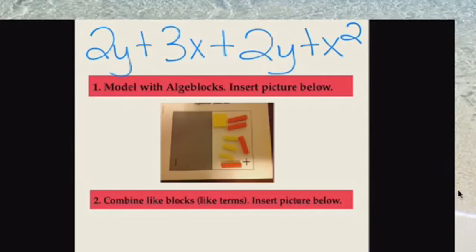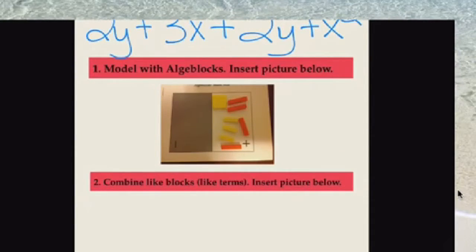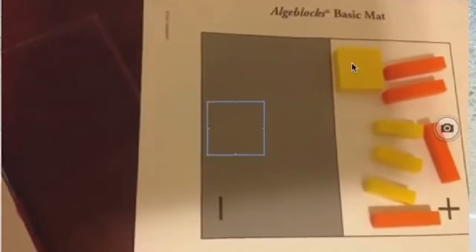All right. Now, remember, our next step is to combine like blocks. Okay, so we go over here. Let's see what we can combine. Well, we can combine all our x's together, right? We can definitely combine all our y's together, and everything's positive, so we don't have to worry about zero pairs.